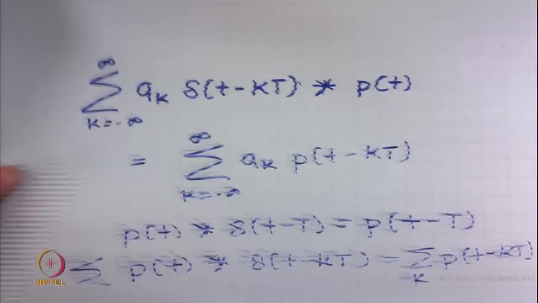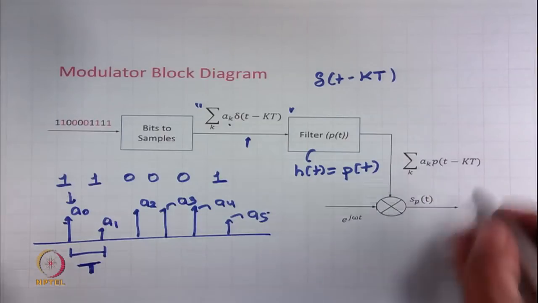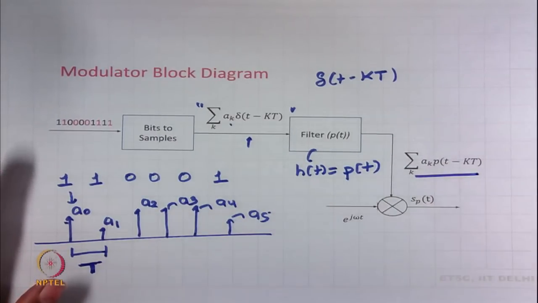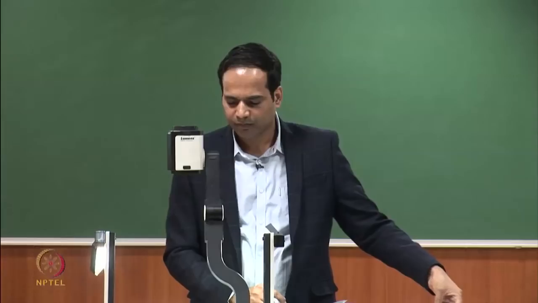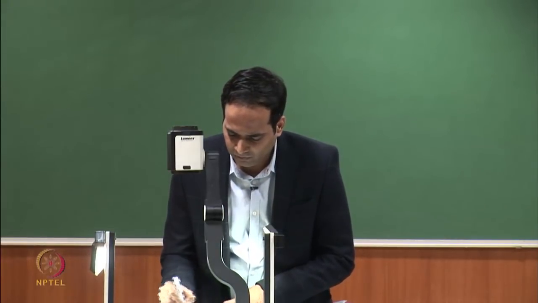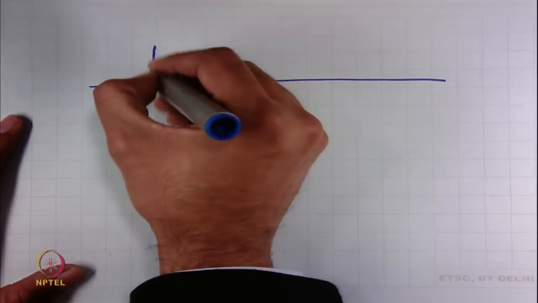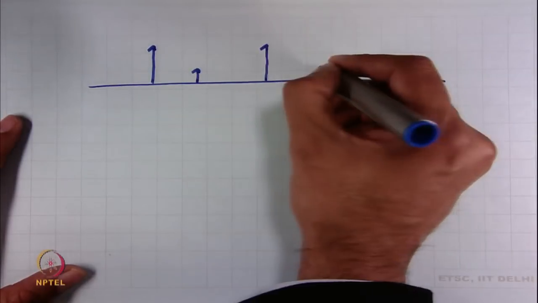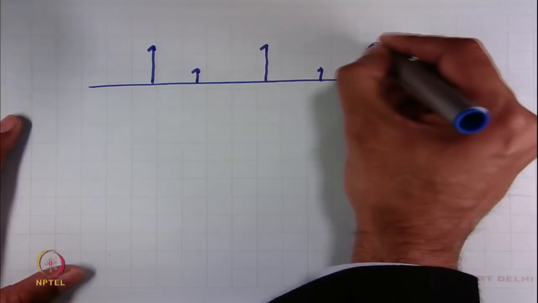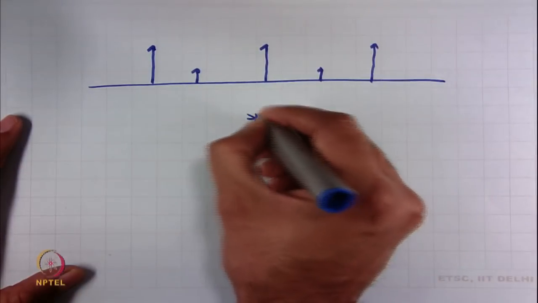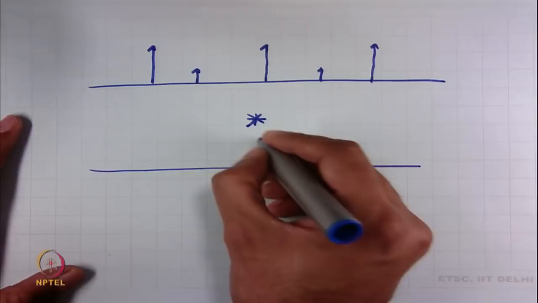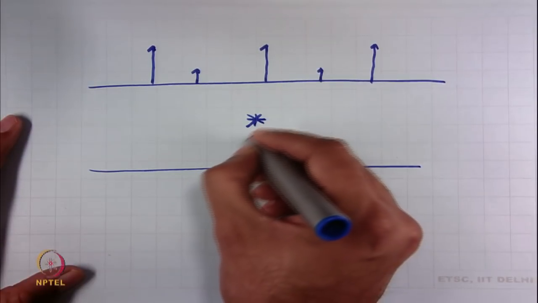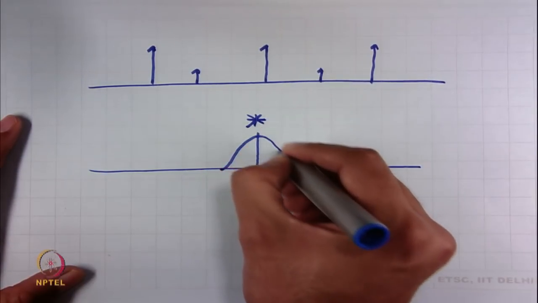So, at the output of this filter we have a weighted pulse train. Let me also draw this. Let us say we have a weighted impulse train, and we are convolving this with a filter, let us say whose impulse response is like this.